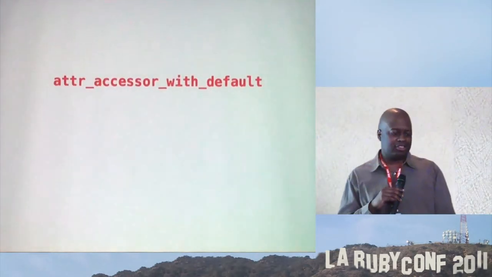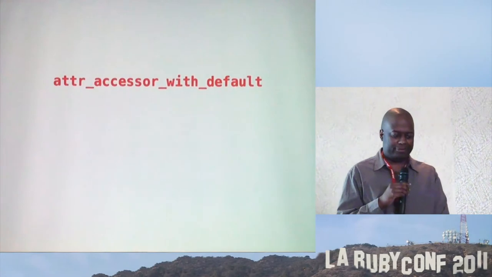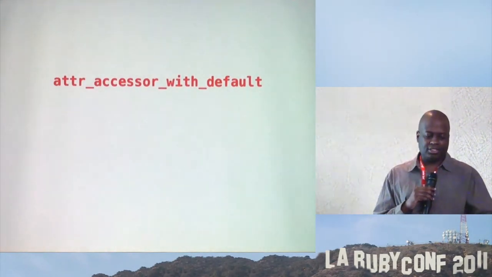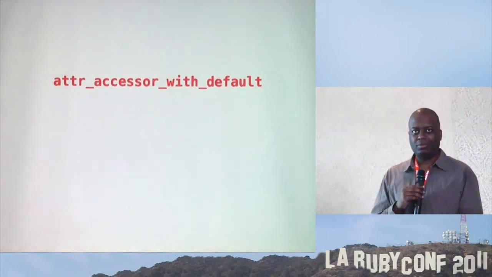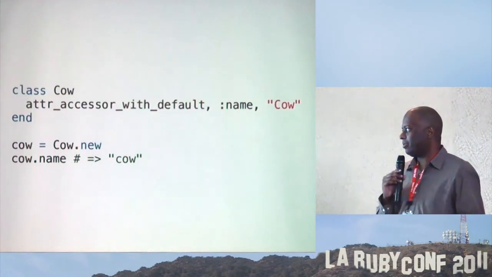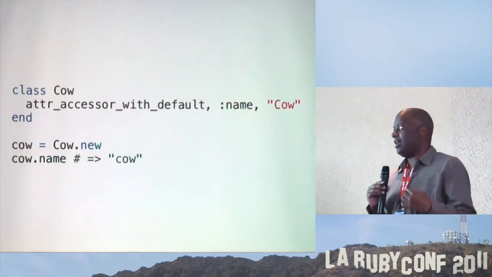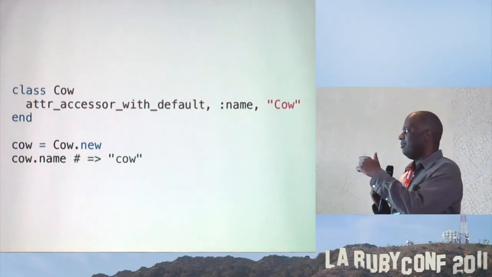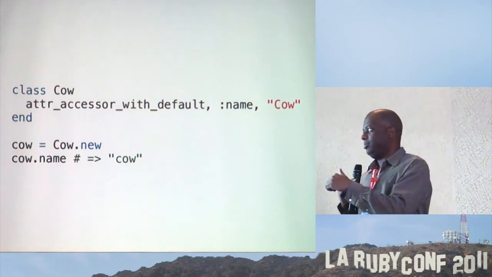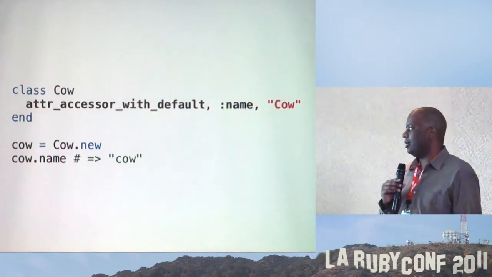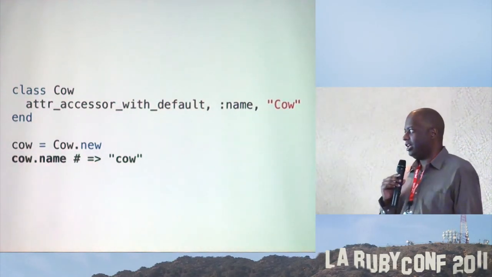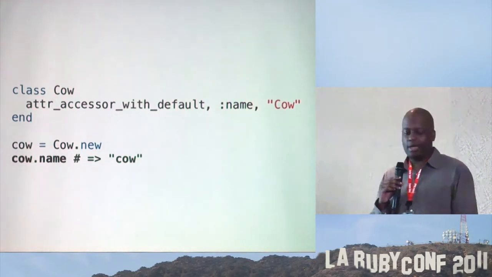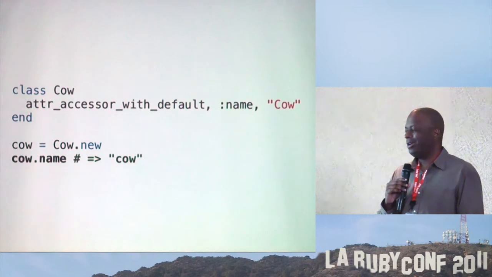So, let's talk about something else, more accessor stuff. So now we have adder accessor with default. I bet you guys know what this is going to do. What you can do is define an adder accessor with default, define the name, and define what the default value should be. As my example goes, I defined it, I instantiate it, and then look at that. I didn't have to do anything, but it seems to work.